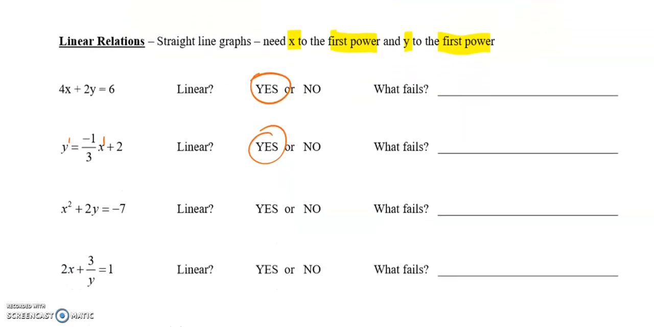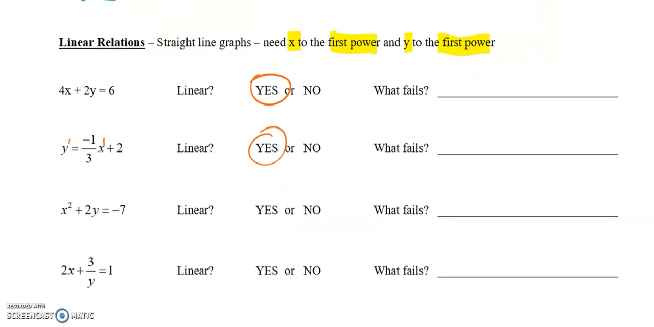Let's look at the next one. We've got x squared plus 2y equals negative 7. Do we have x to the first power? We do not. We have an x squared. So is this linear? No. Who fails? Who's the failure on this one? The x squared causes it to not be linear. This is actually a quadratic equation.